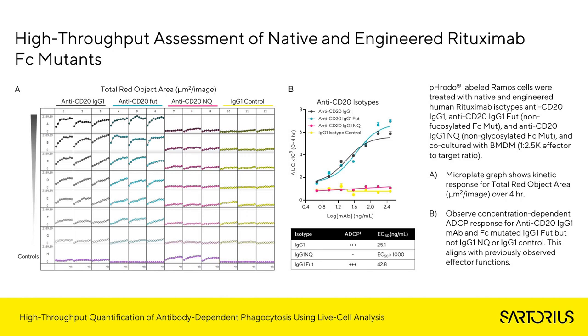If we look at the microplate graph on the left here, this shows the kinetic response for total red object area over 4 hours. We observed concentration-dependent ADCP response for anti-CD20 IgG1 monoclonal antibody and the Fc mutated IgG1 FUT, but not for the IgG1 NQ or IgG control. And the EC50 values for these were shown in the table here. These results align with previously observed effector functions.